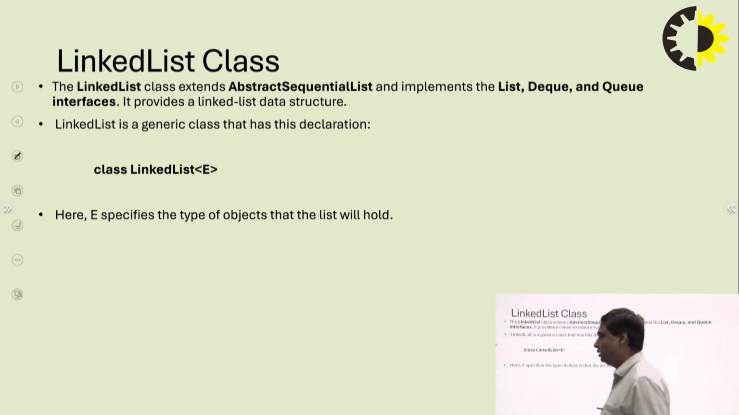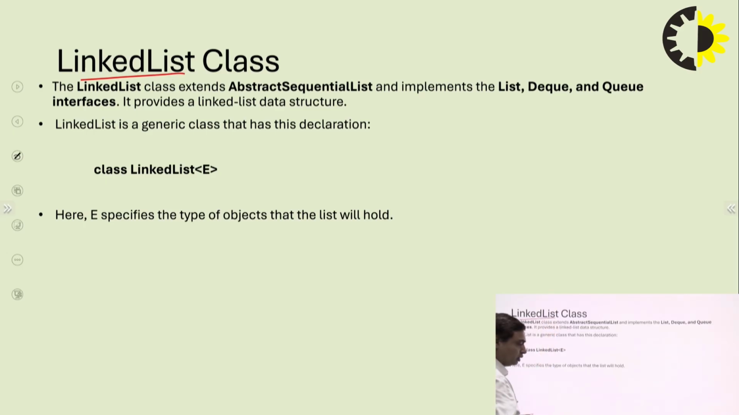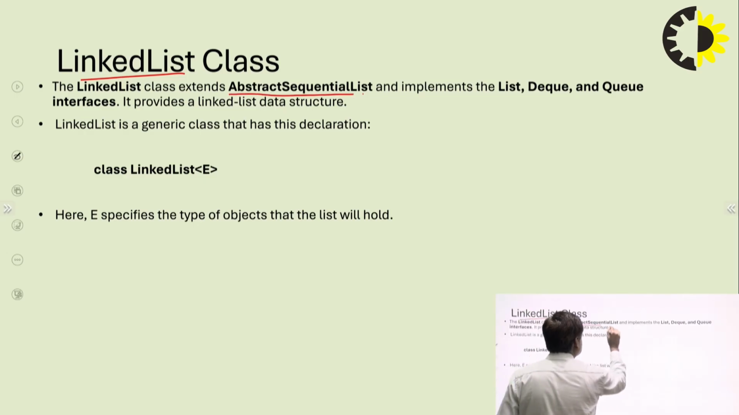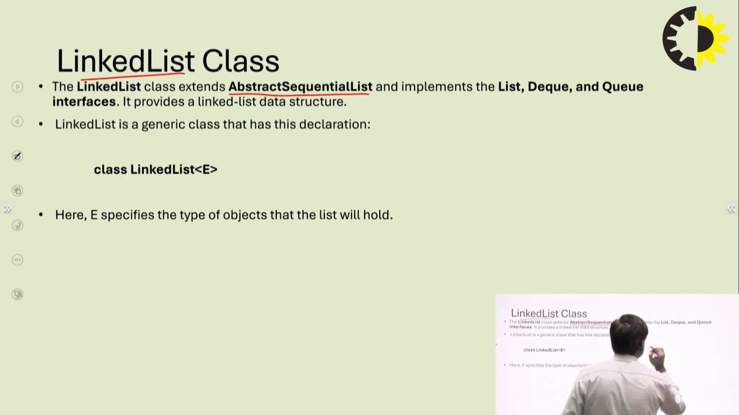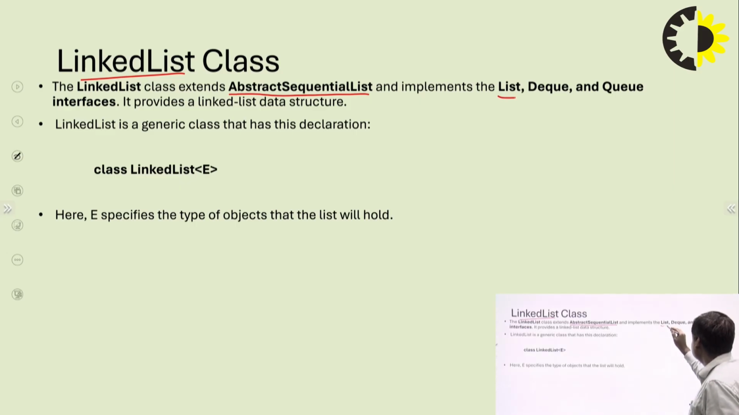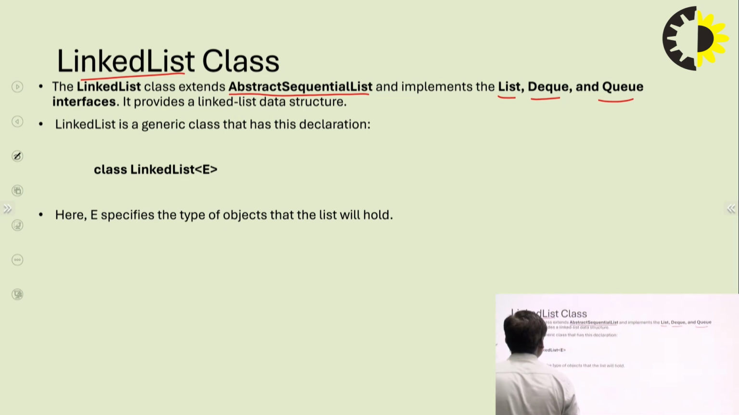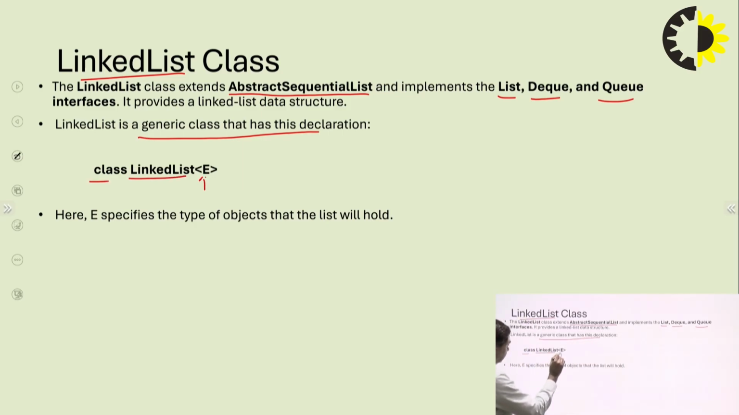Next class that we are going to discuss is the linked list class. Very good class, very good collection which is used in programming. Linked list basically extends abstract sequential list, and it implements three interfaces: list, deque and queue. It provides the linked list data structure. So, linked list is a generic class that has this declaration. So, we have a class, linked list E. So, E specifies the type of object that the list will hold.